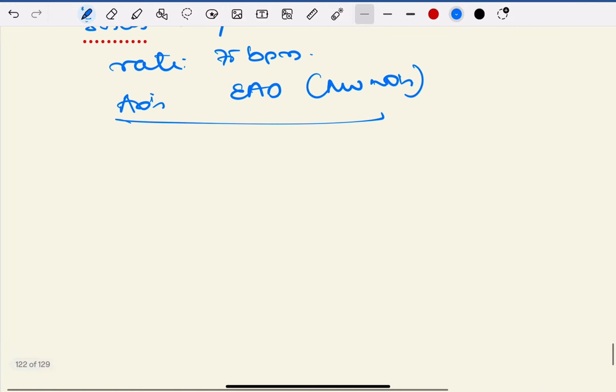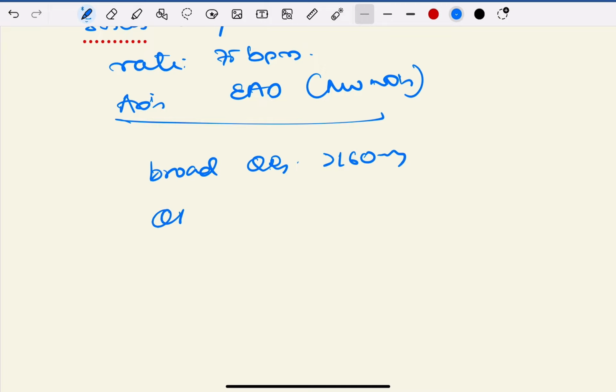There is extreme axis deviation, as suggested by the axis. Next, there is a broad QRS, that is around 160 milliseconds. Next, the QT interval is prolonged, around 460 milliseconds.